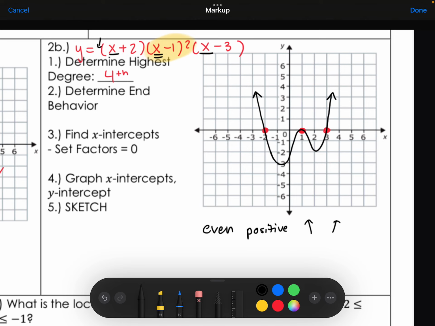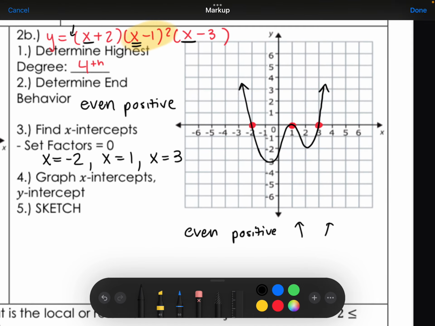Now, we don't have to worry how much we go down and up on our relative maxes and mins without specification if we're just doing a sketch. Determine the end behavior, I kind of already did that. It's even, positive. Find the x-intercepts. We got one at x equals -2, x equals 1 and x equals 3. That's just by setting each one of these separate factors equal to 0. And then graph and sketch.